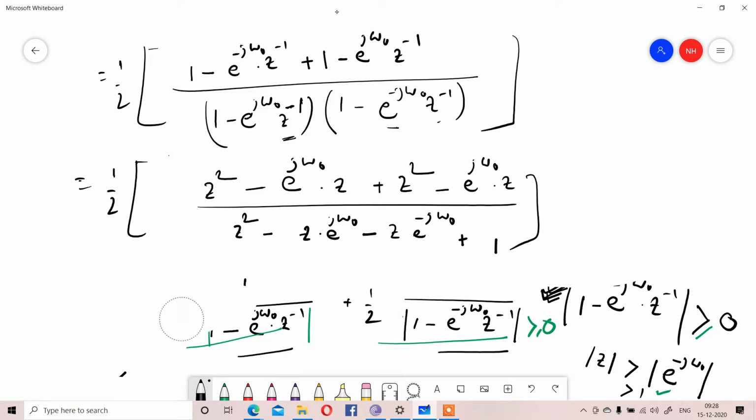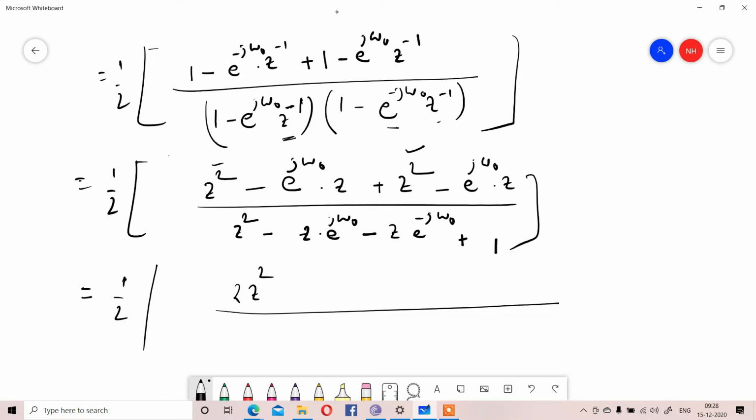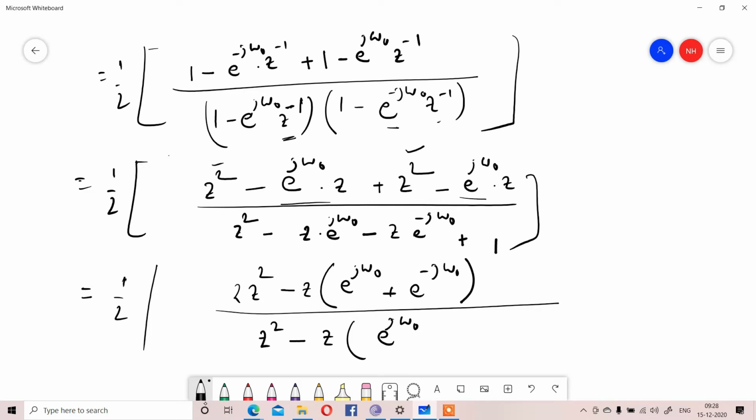So it will be 2z square, and if we make z common from these two, minus z common, it will be e to the power j omega naught plus e to the power minus j omega naught, and from here that is z square minus again z common, so e to the power j omega naught minus e to the power minus j omega naught. So the value, and there is a 1 plus 1.